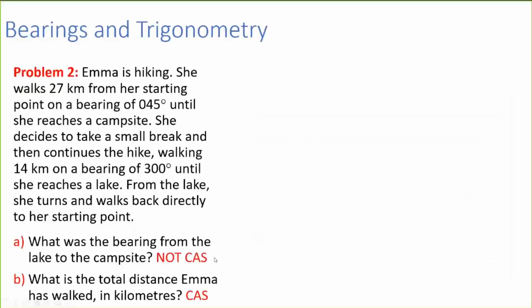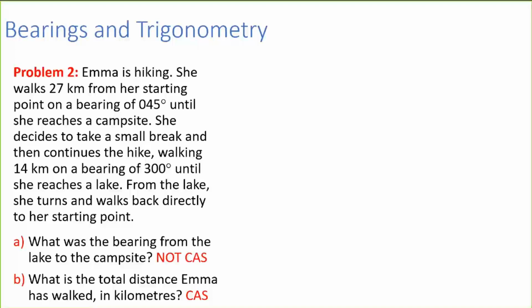Let's do problem 2 now. Emma is hiking. She walks 27 kilometres from her starting point on a bearing of 45 degrees until she reaches a campsite. She decides to take a small break and then continues the hike, walking 14 kilometres on a bearing of 300 degrees, etc., etc. In this problem, you've got a word problem. You don't have a diagram. You have to draw the diagram. Be very sure to draw a clear diagram so that when you're labeling things, everything is nice and clear.